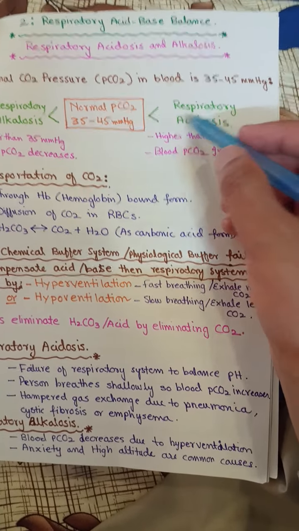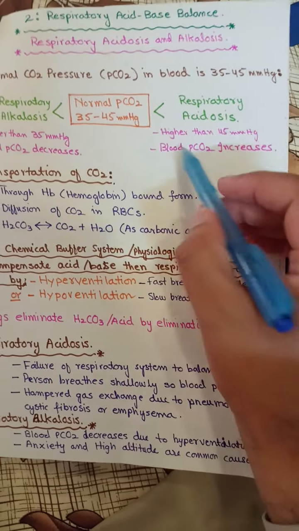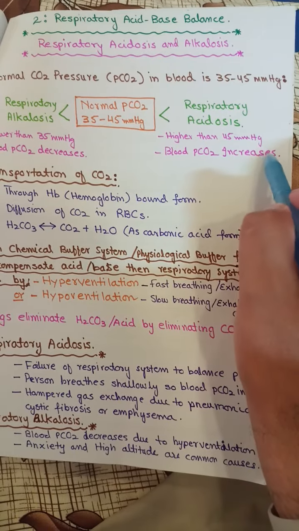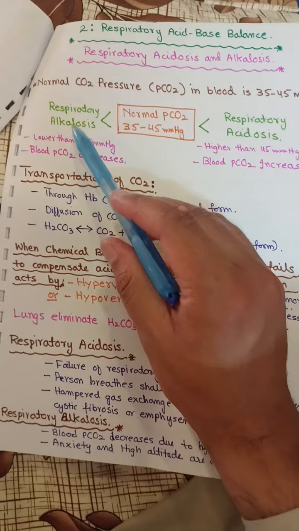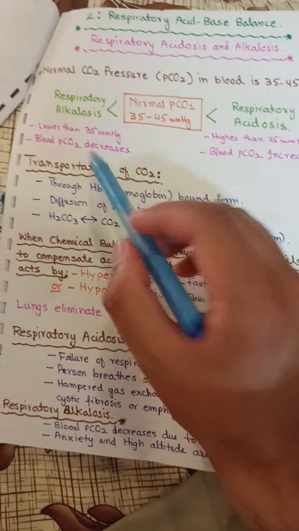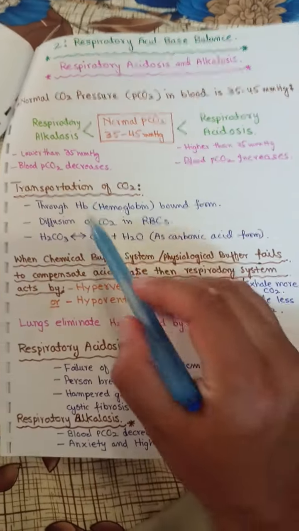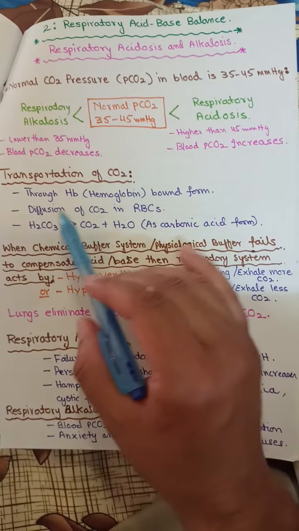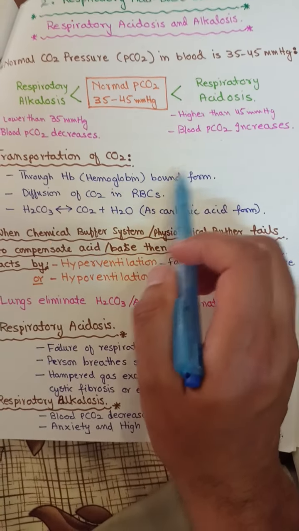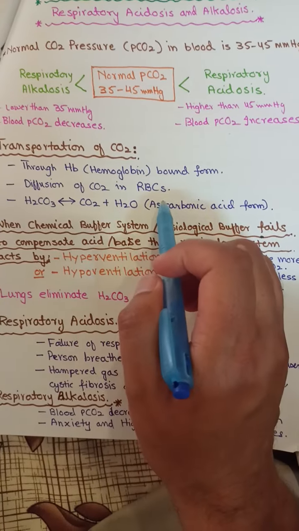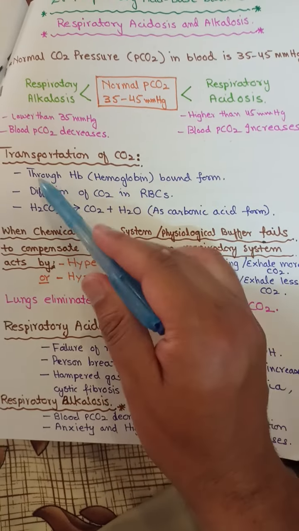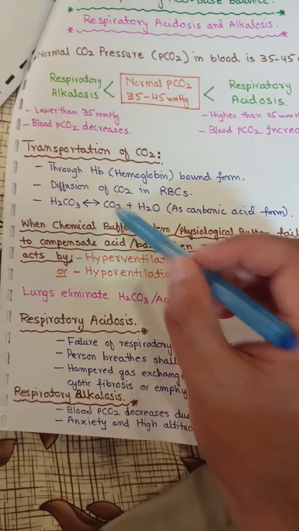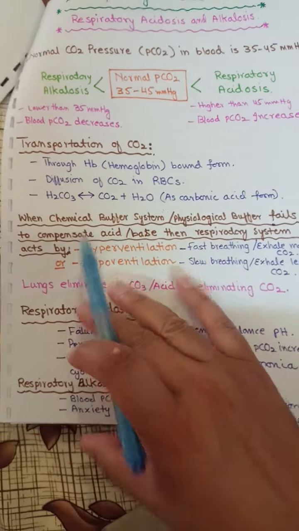So respiratory acidosis will occur. Here we have shown that above 45 millimeter of mercury, the blood pressure of carbon dioxide increases, and in the case of alkalosis, it decreases. How is carbon dioxide transported in our body? Through hemoglobin-bound form, diffusion of carbon dioxide into RBCs, and in the form of carbonic acid. These three mechanisms are involved in the transportation of carbon dioxide, so we should keep them in mind.